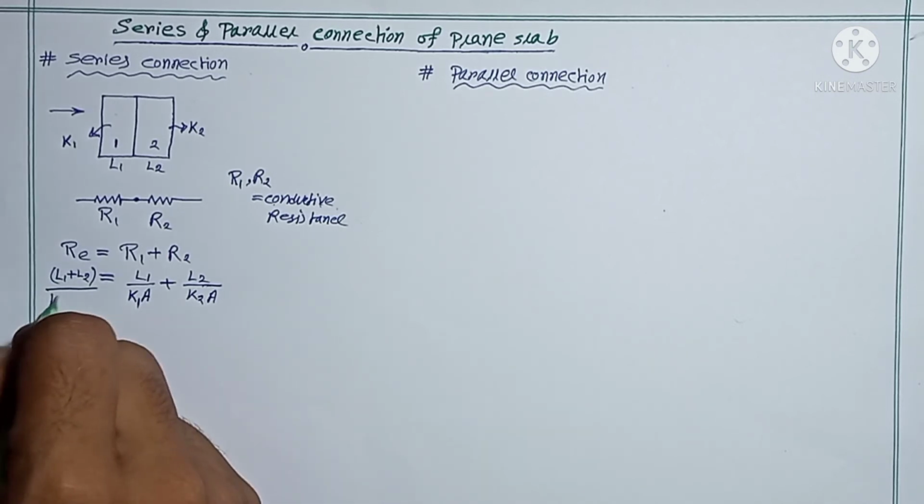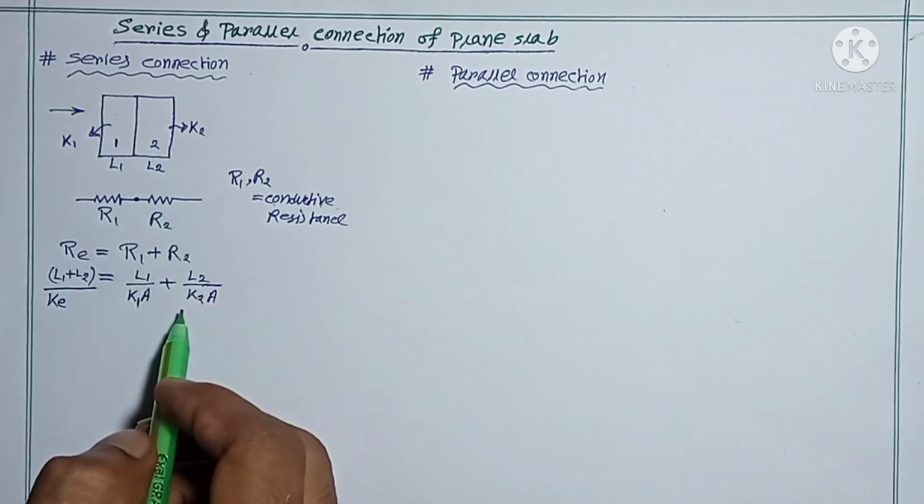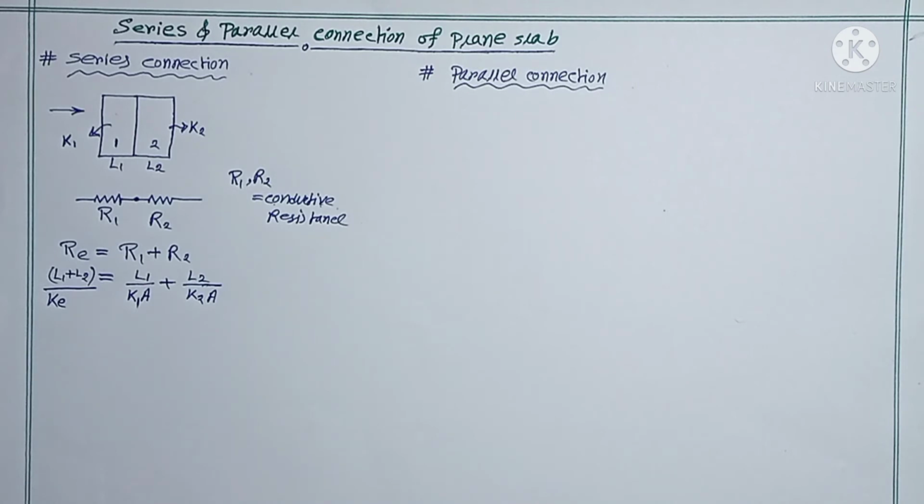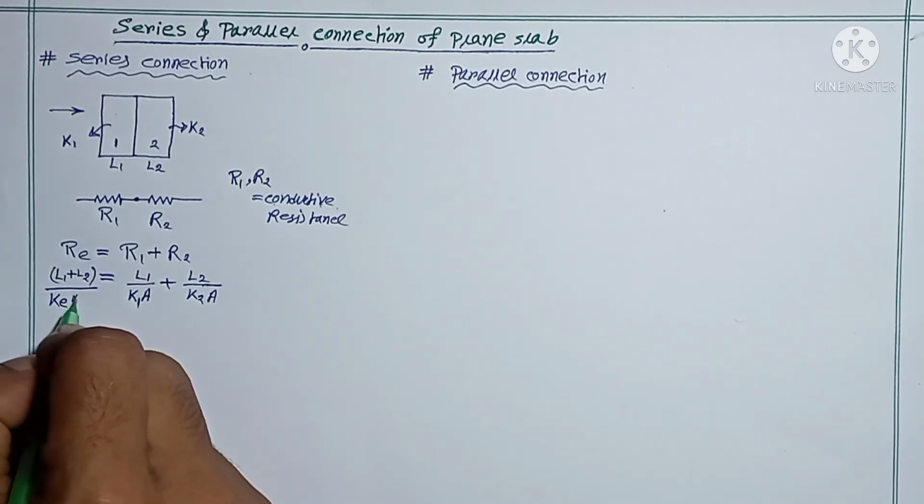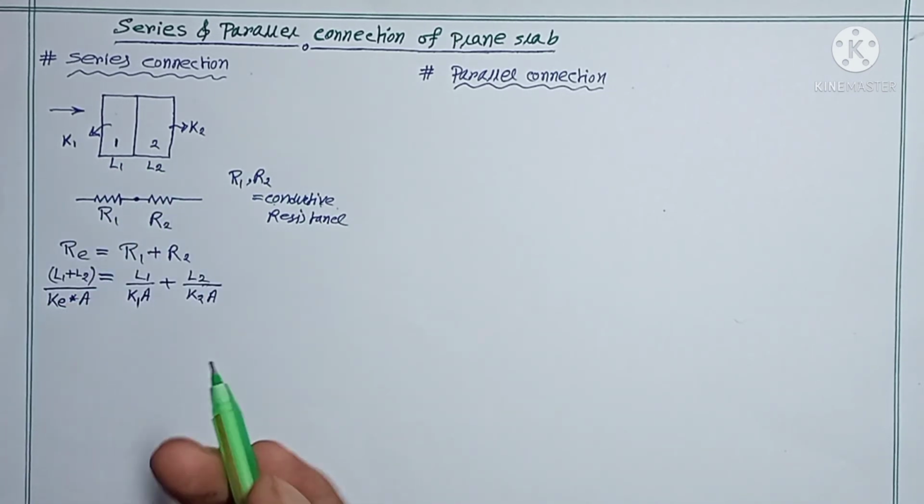K equivalent, the thermal conductivity for slab 1 is K1, for slab 2 is K2. If I consider that Ke is the equivalent thermal conductivity, then this equivalent thermal conductivity into area. Area is the same here also. So this will basically be the ultimate equation.